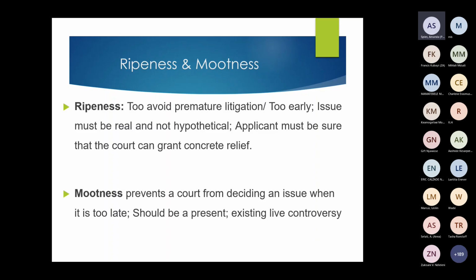Now, mootness is almost just the opposite of ripeness. So it prevents a court from deciding an issue when it's too late. So it should be a present and existing, live controversy. All right, so ripeness, don't bring it too early. Mootness, don't bring it too late. That's the bottom line of the two concepts.